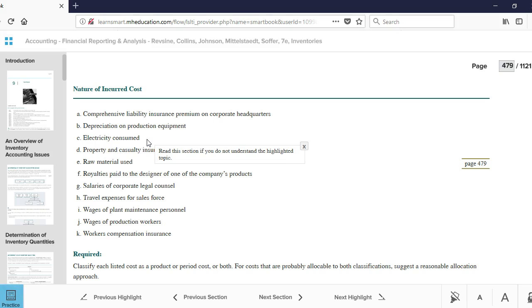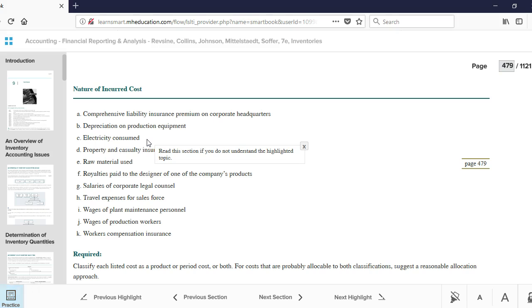And most likely, the electric company would have a separate meter for both, I would dare guess. But one thing to think through is most likely there's a separate electric bill and electric meter for the HQ, the headquarters, versus the production facility.